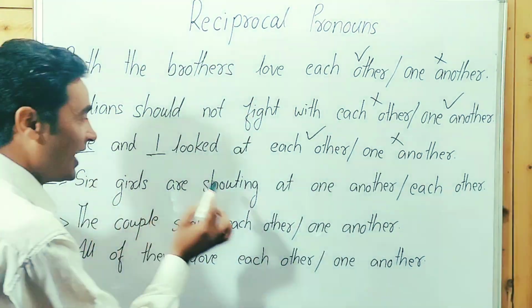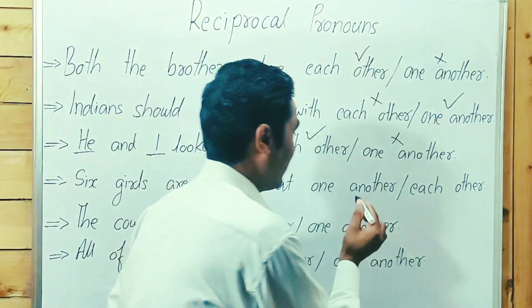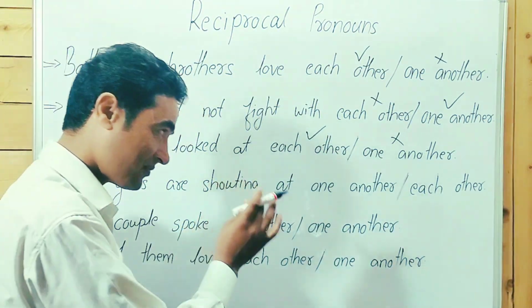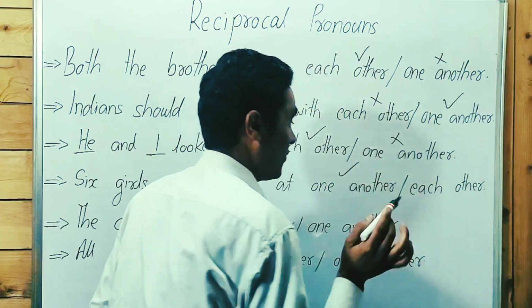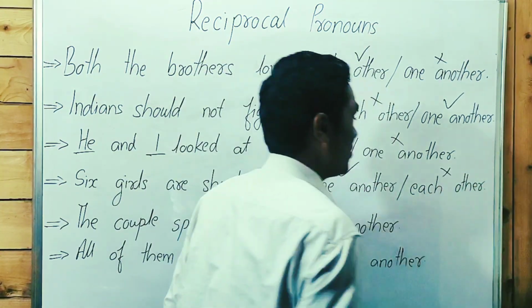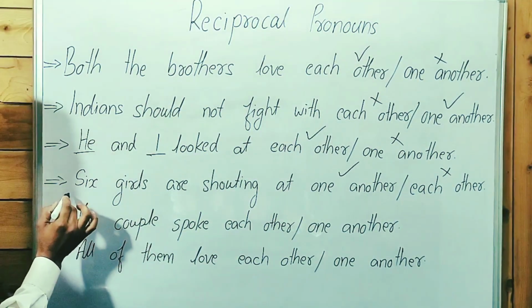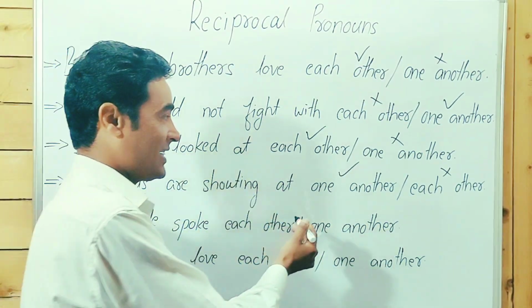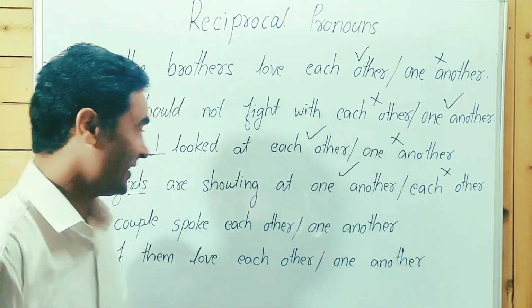Six girls are shouting at one another and each other. One another is used for more than 3 people or things. Each other is used for 2 people. Here we are talking about 6 girls. Okay, 6 girls are shouting at one another, not each other.